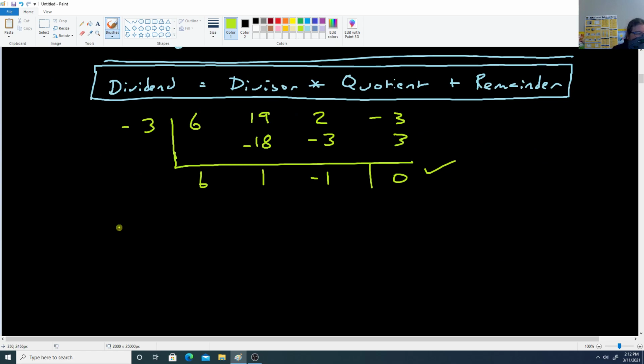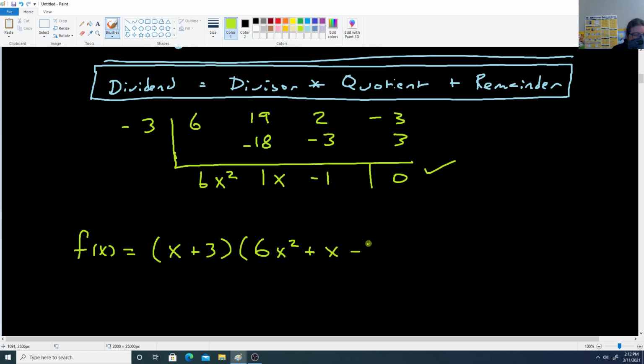And now the dividend was the original function f of x. That equals the divisor, which negative 3 represents, was x plus 3, times the quotient. This is the constant term of the quotient. This is x's number. This is x squared's number. So we get 6x squared plus x minus 1, plus the remainder, which is just plus 0.